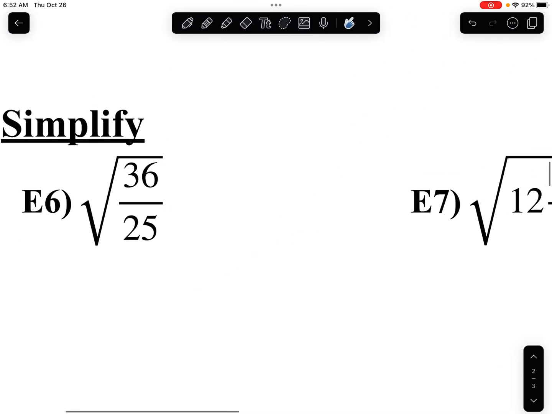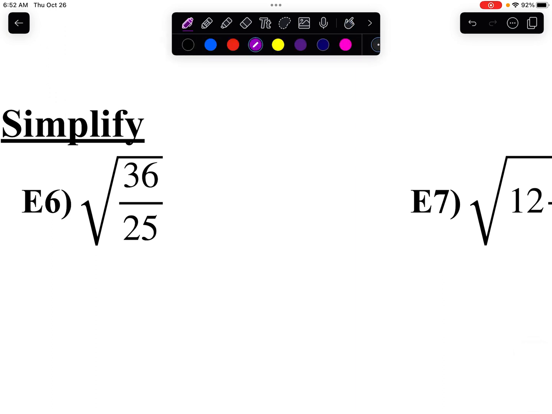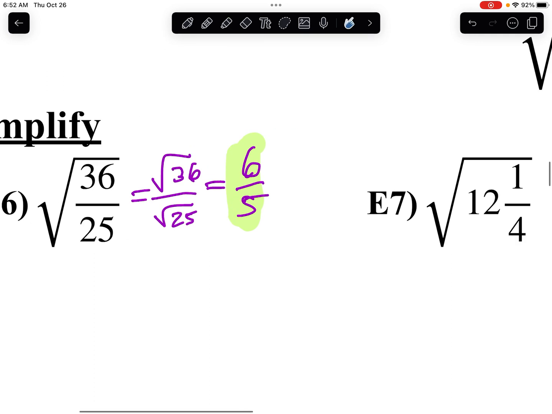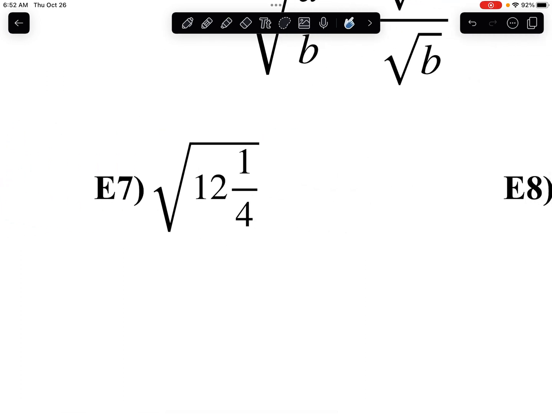So if I have the square root of 36 over the square root of 25, notice we know how to find the square root of 36. So that's the same thing as 36 over 25. Well, the square root of 36 is 6. The square root of 25 is 5. There's our solution, 6/5.